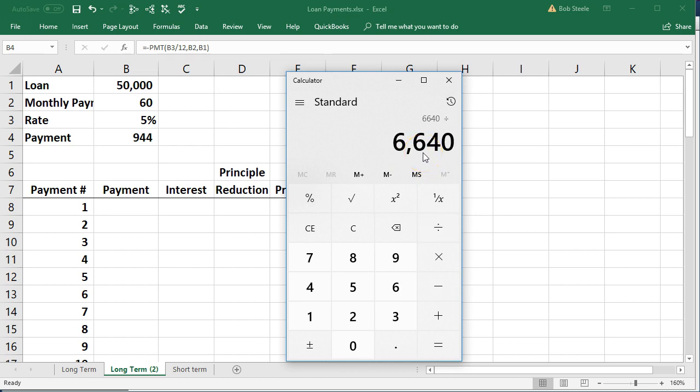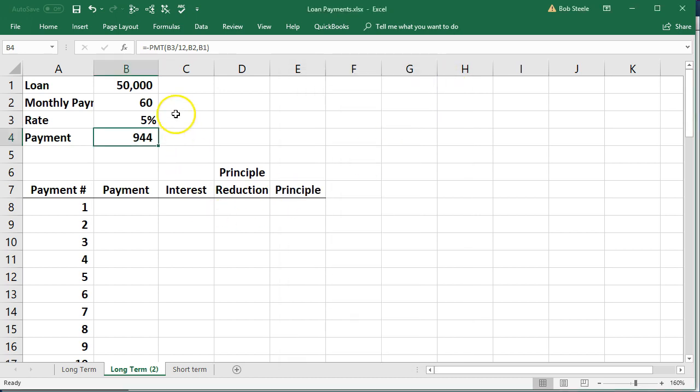If I divide that by 60 payments, you would think you'd be paying 110 each time, but that's not exactly right, because the interest actually changes each time, and we'll see why in a second here. So every time we make a payment, the amount of interest will change. So let's see that in terms of a table.